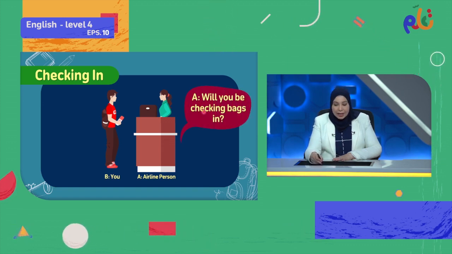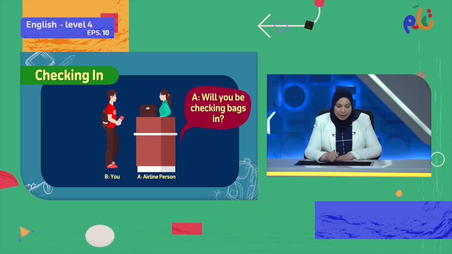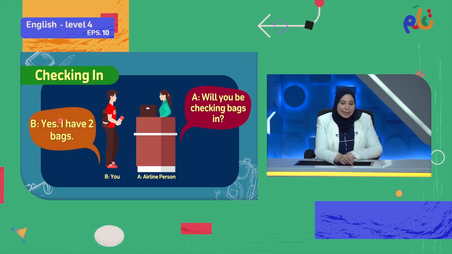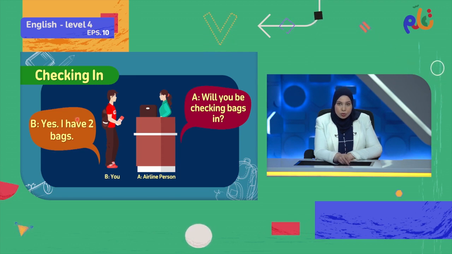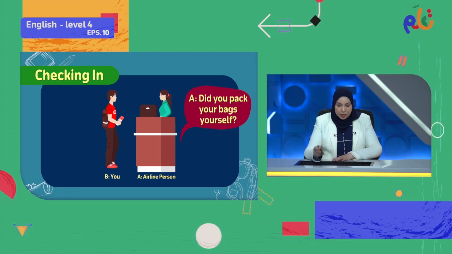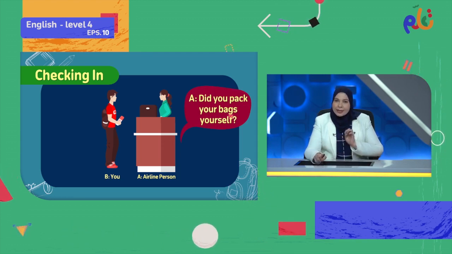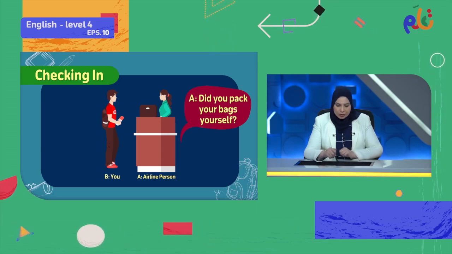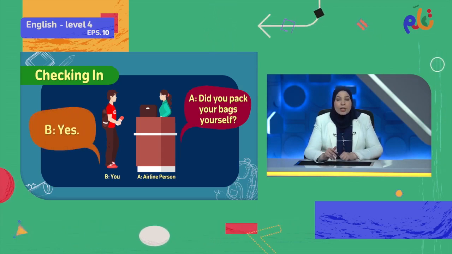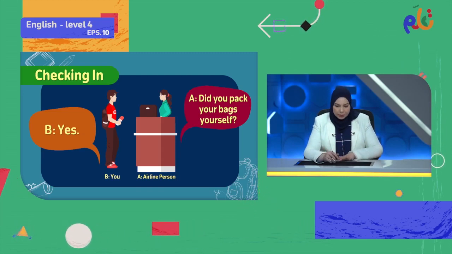Will you be checking bags in? And here the answer is yes, I have 2 bags. Did you pack your bags yourself? This is the question that checks that everything inside is yours. Yes. So we have yes or yes I did. Both would be fine.